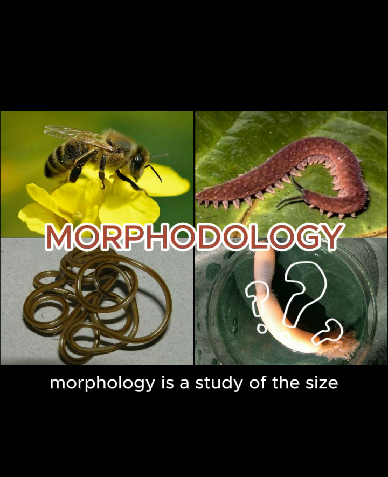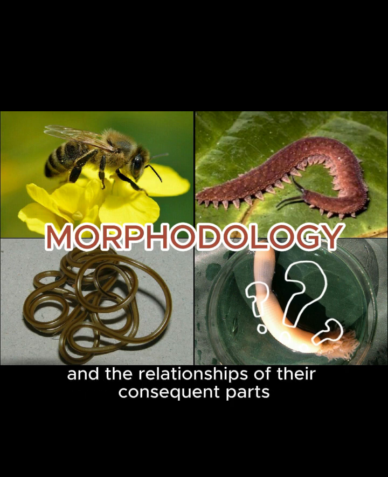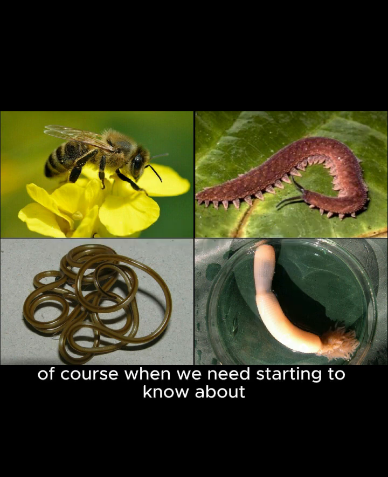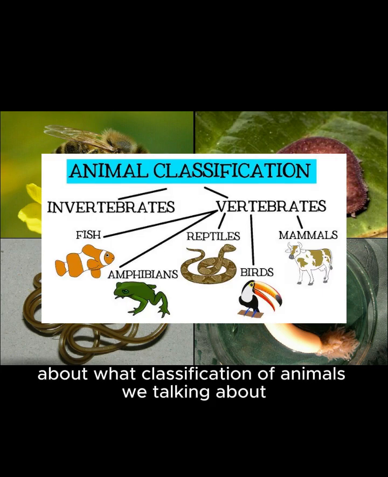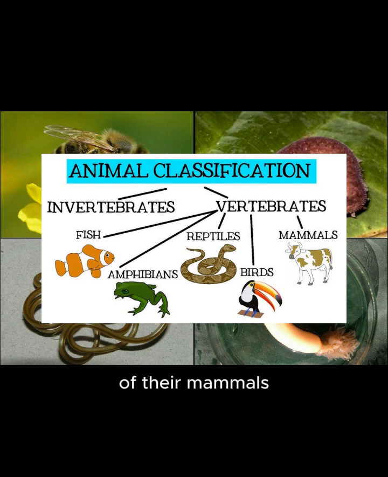Morphology is the study of the size, shape, and structure of animals, plants, and their microorganisms, and the relationships of their constituent parts. When we start to learn about morphological descriptions or features, we need to be really careful because we need to know what classification of animals we're talking about. For example, if they're mammals or reptiles, the descriptions and features can vary due to the organism.